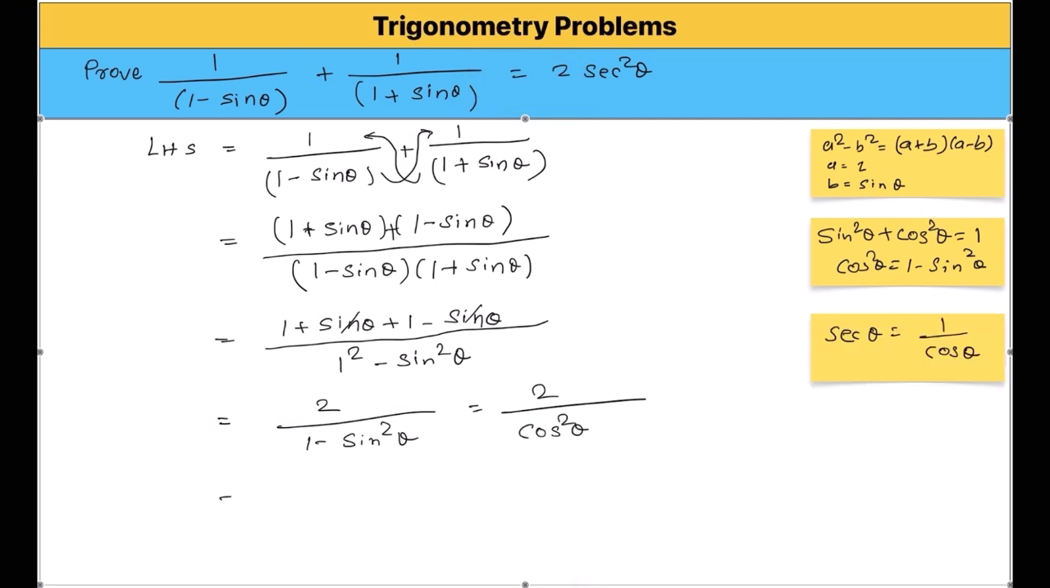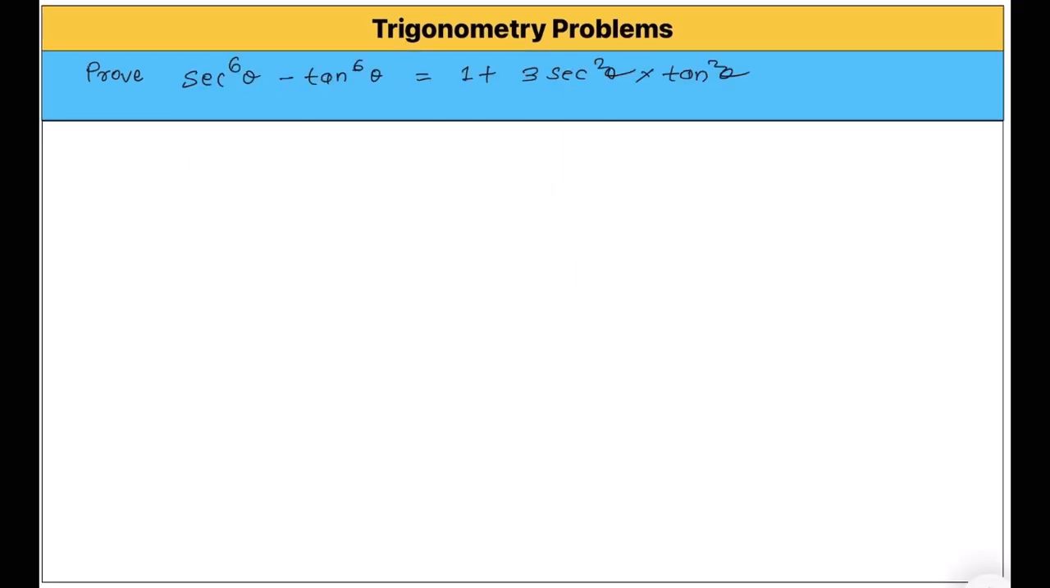Now what is sec theta? It's 1 upon cos theta. So 1 upon cos square theta will become sec square theta. So we get 2 into sec square theta, which is nothing but RHS. Let's move on to the next one.